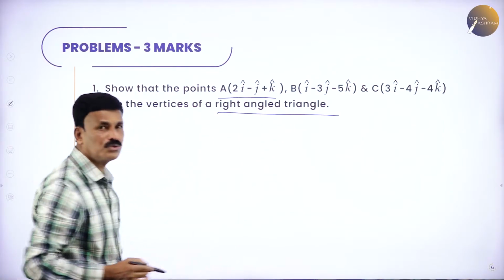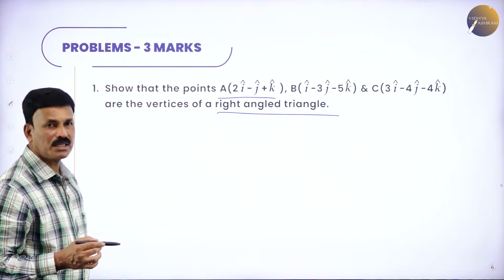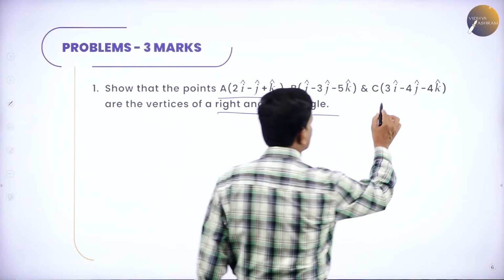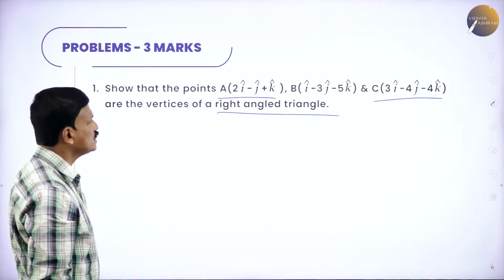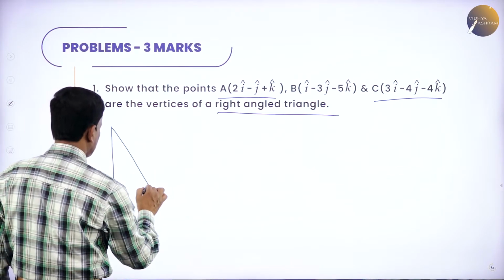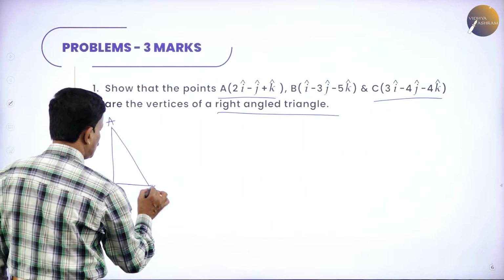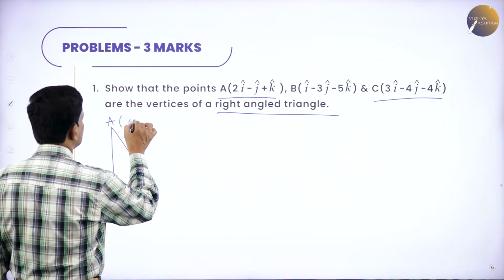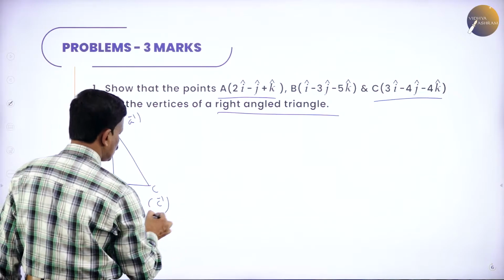A is equal to 2i minus j plus k, B is equal to i minus 3j minus 5k, and C is equal to 3i minus 4j minus 4k are the vertices of a right angle triangle. Here the vertices are given in the form of vectors: vector A, vector B and vector C.